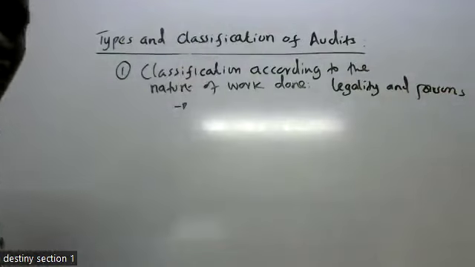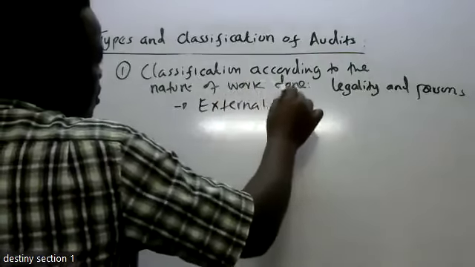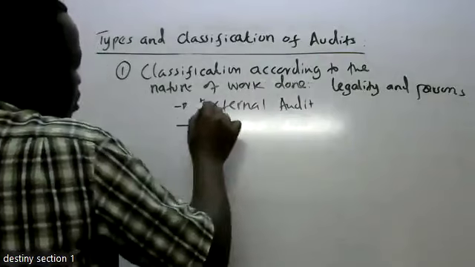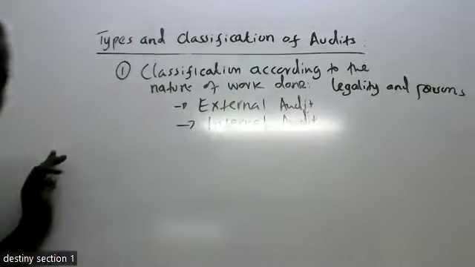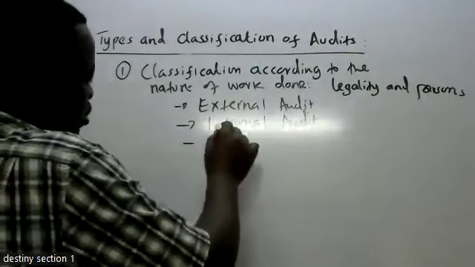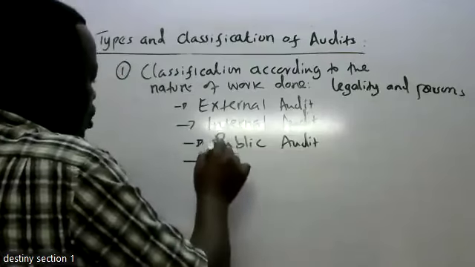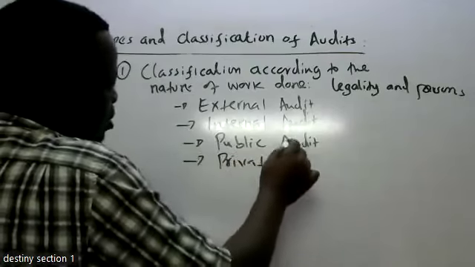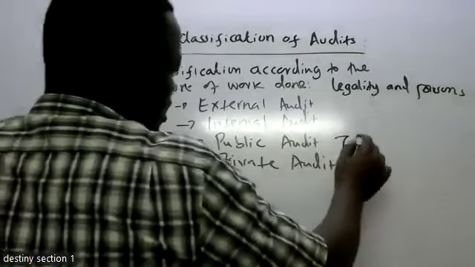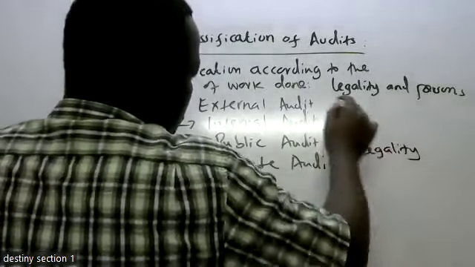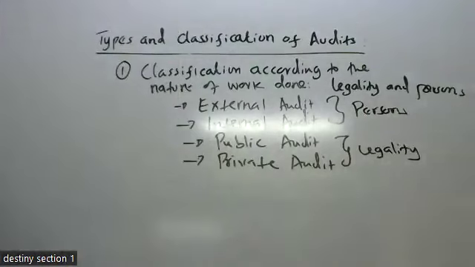So this includes the external audit, then you have the internal audit, then you have the public audit, and then the private audit. This one is in terms of the legality. These ones are classified based on the persons who perform them: one insider, another one outsider.